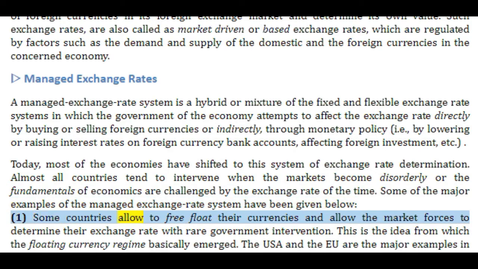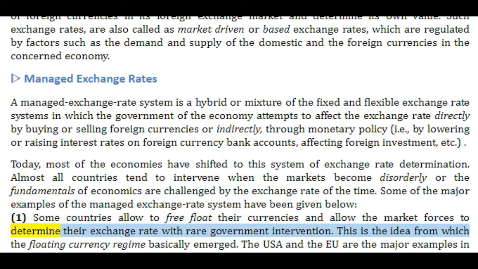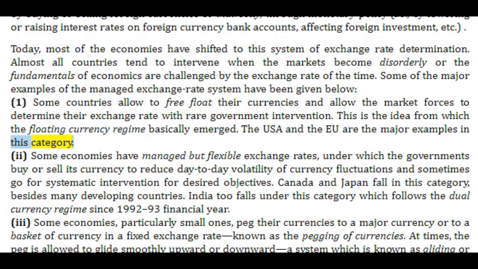1. Some countries allow their currencies to float freely and allow the market forces to determine their exchange rate with rare government intervention. This is the idea from which the floating currency regime basically emerged. The USA and the EU are the major examples in this category.